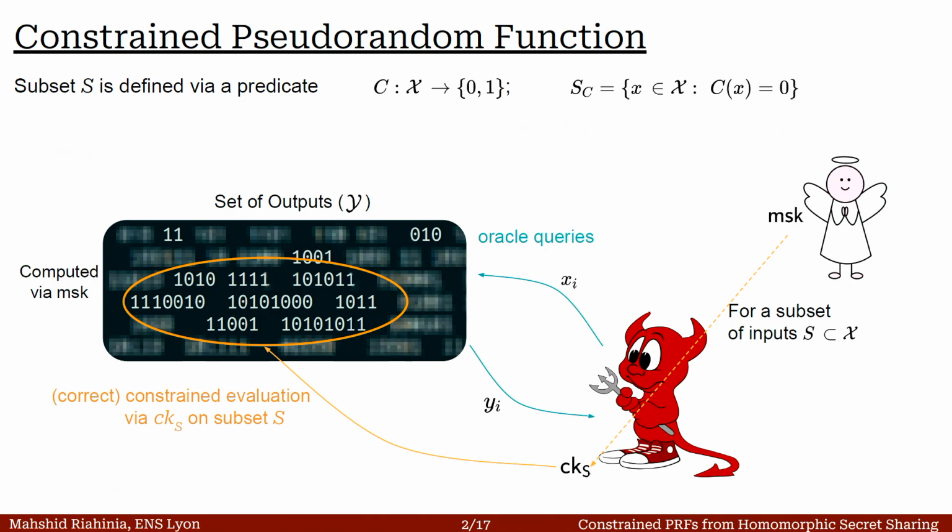Now just a final comment. This constrained subset S is usually defined by a predicate. So for a predicate C on the set of inputs X, we define S of C, the constraint set, to be all of the inputs on which the constraint evaluates to 0. So this is the inverse of the previous talk.